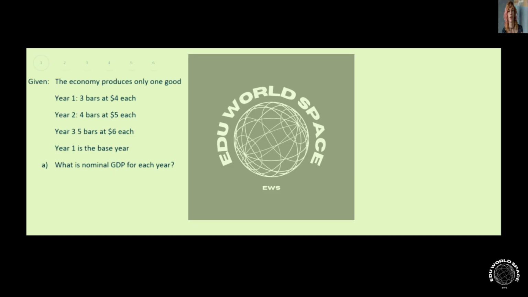Okay guys, this is chapter 23, problem 6. In this question, we're given that there's an economy that produces only one good. I think it's a candy bar. In year 1, the economy produces 6 bars and there's a market price of $4 per bar. In year 2, it produces 4 bars at a market price of $5 per bar. In year 3, it produces 5 bars at a market price of $6 per bar. And when we're calculating the GDPs, we're going to be using year 1 as the base year.